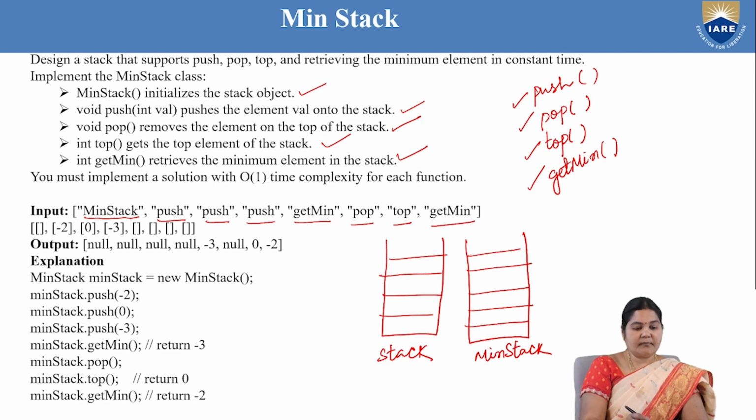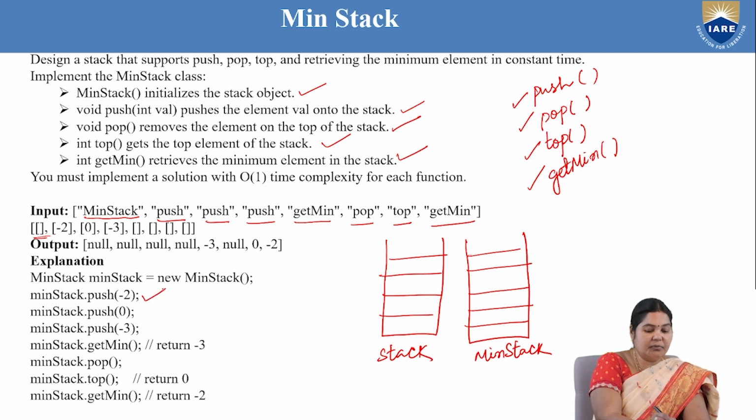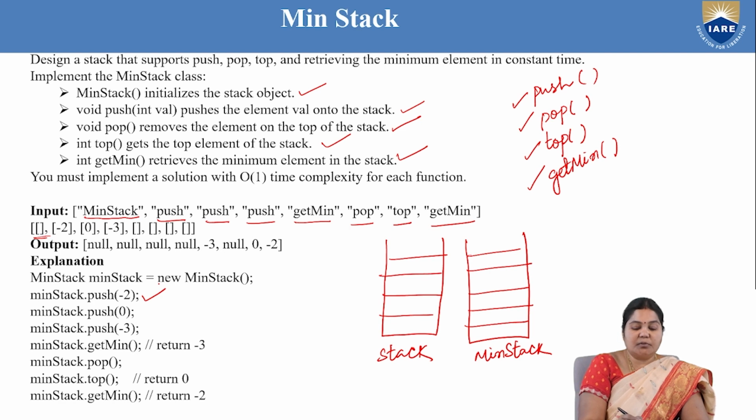This is the sequence of operations you have to apply on the stack. Right. Now, first, let us understand. We have initialized a stack here, mean stack here, which is initially empty. Then 3 times push operation. What is the first value that we are going to push? First value we are going to push is -2. So, let us push the first value to the regular stack. So, -2 we have pushed it.